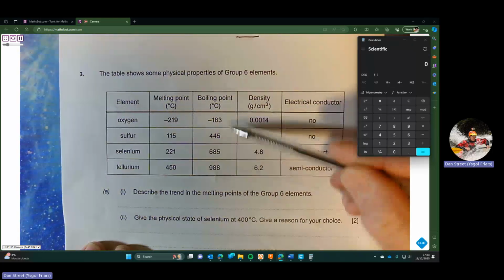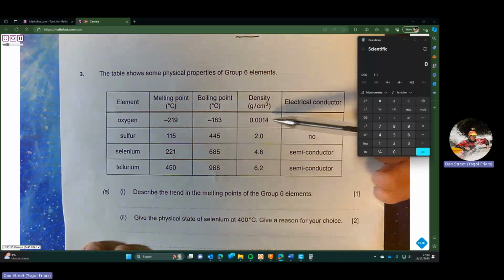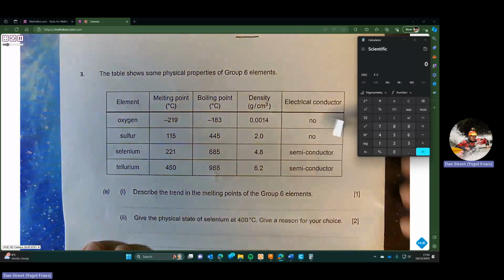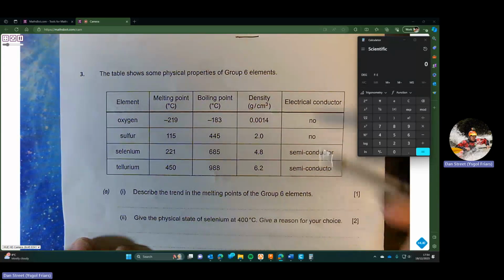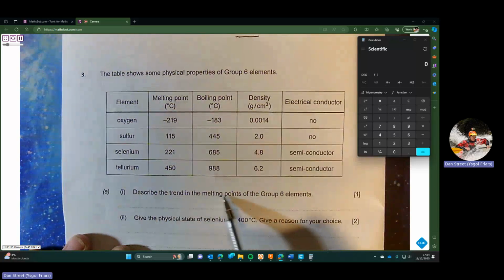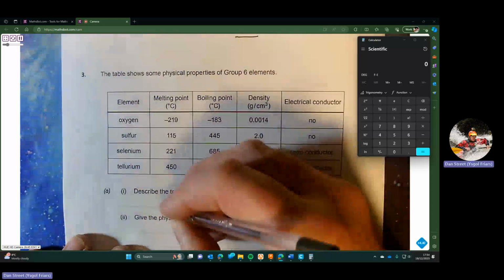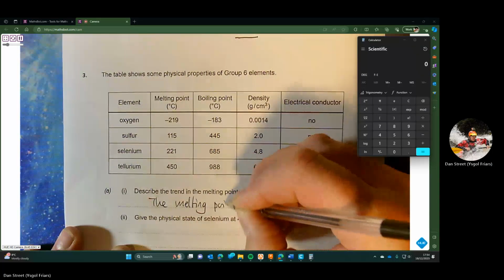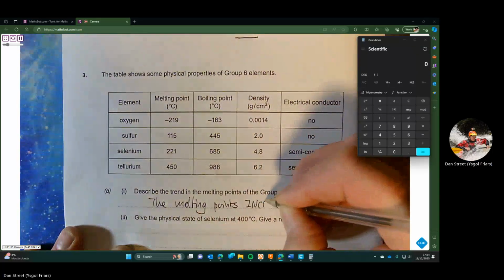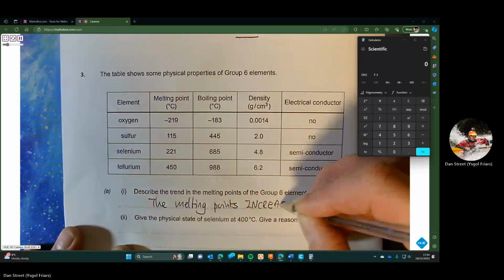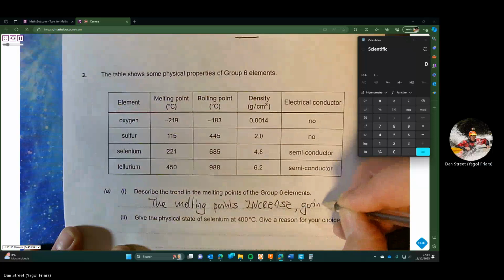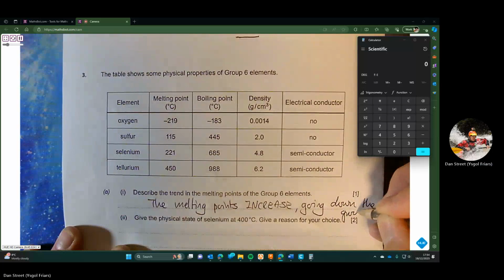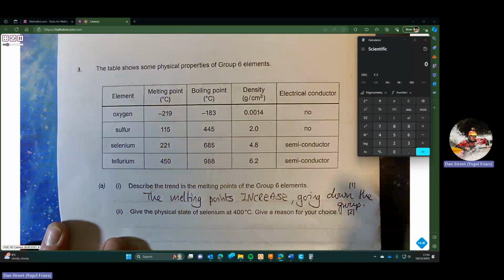A similar pattern happens in the boiling point, except the numbers are higher. And then with the density, it starts off very, very low, and once again increases. And then we've got a comment on whether they're electrical conductors or not. So the first question says, describe the trend in melting points of the group 6 elements. So the melting points increase going down the group. It's important that you make it clear going down the group.